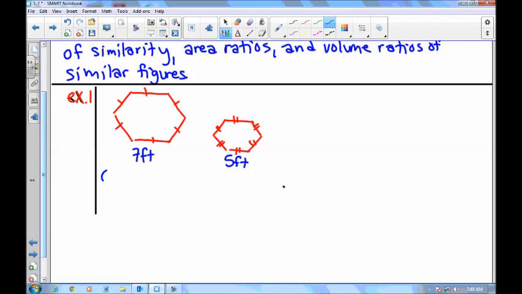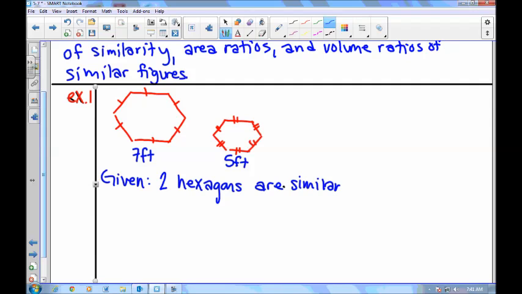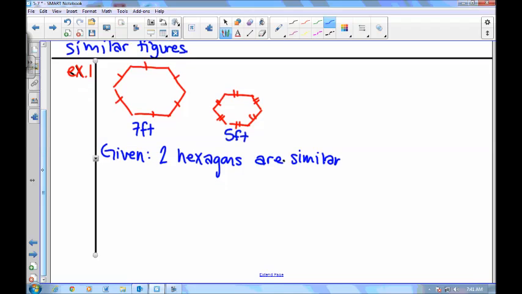Okay, and we're given that these 2 hexagons are similar. Can anyone tell me what the similarity ratio would be for these 2? I know it.